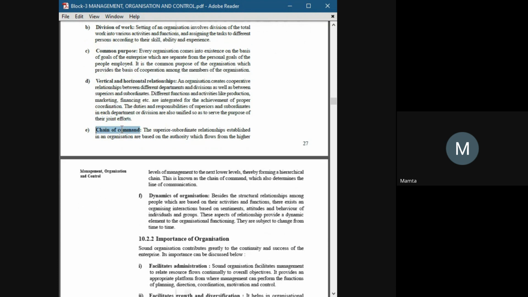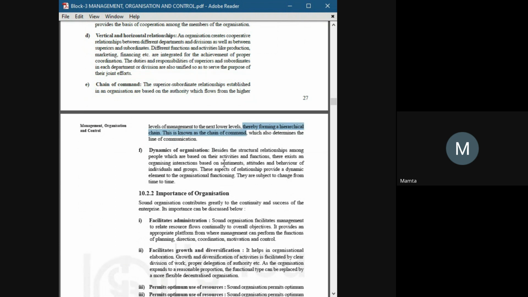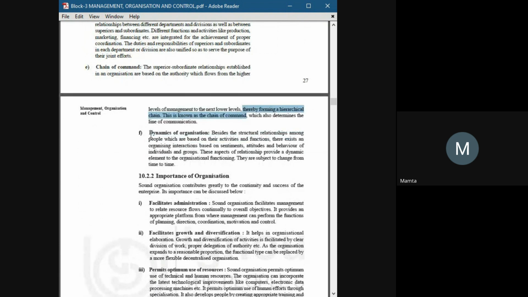Chain of command. The superior and subordinate relationships established in an organization are based on the authority which flows from a higher level of management to the next lower level, thereby forming a hierarchical chain. This hierarchical chain is known as the chain of command. Basically, who is commanding whom? By this, you can remember it.